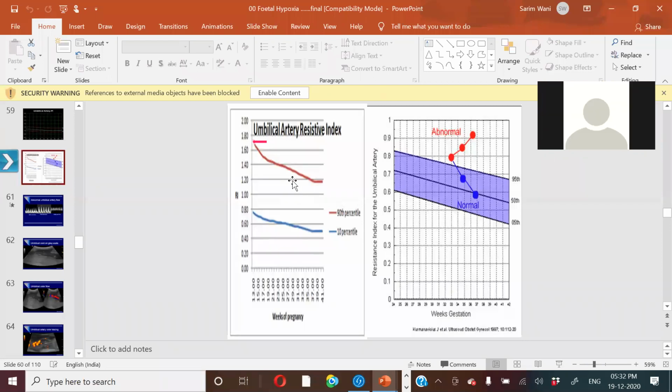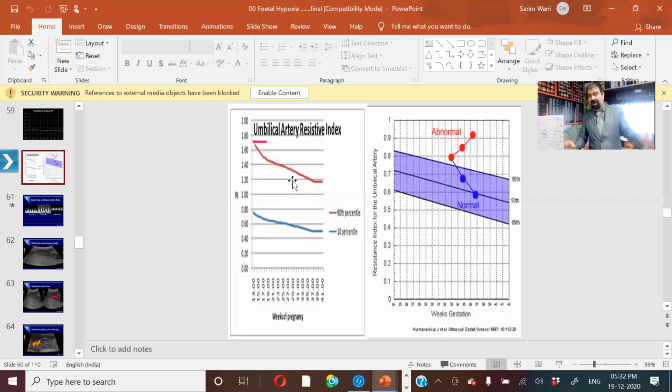Yes, normal or abnormal, I cannot say, but pay attention. If it is 2, it is 101% abnormal, but 1.1 is neither abnormal nor normal. Why not normal? Because it is touching this red line.